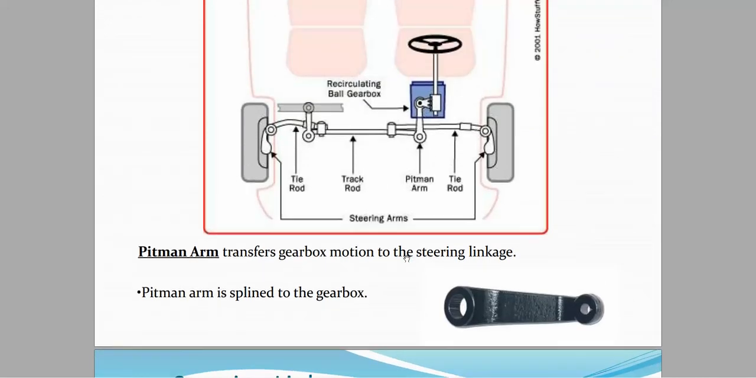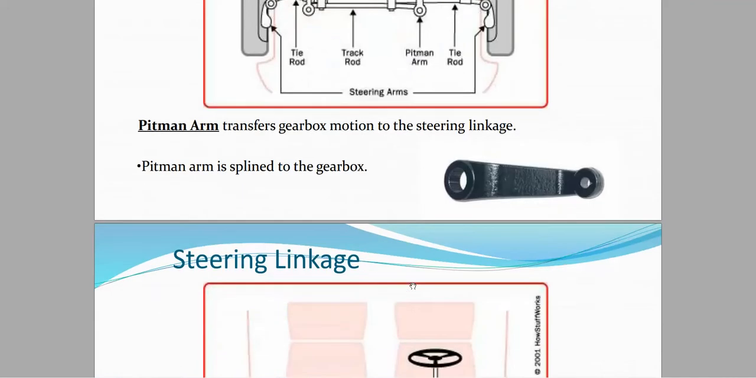Then we have a pitman arm. You can see in this figure, this is the pitman arm, which transfers gearbox motion to the steering linkage. The pitman arm is splined to the gearbox.